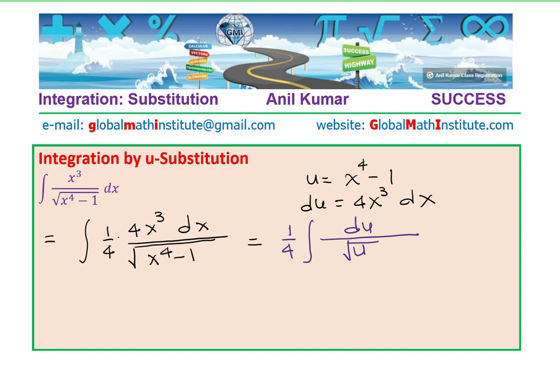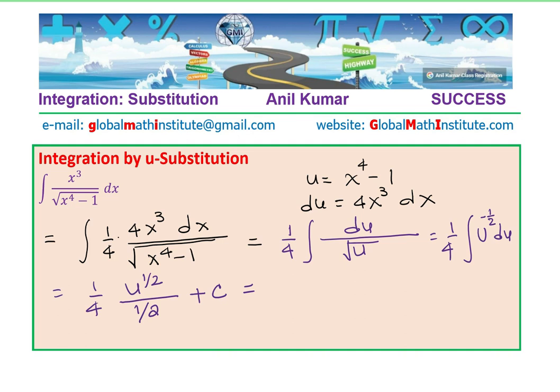Now, square root of u means basically it is 1/4 integral of u to the power of minus half du. Apply the power rule. So what do you get? 1/4 u to the power of minus half plus 1, which is half, over minus half plus 1. And do not forget to write the constant, correct?